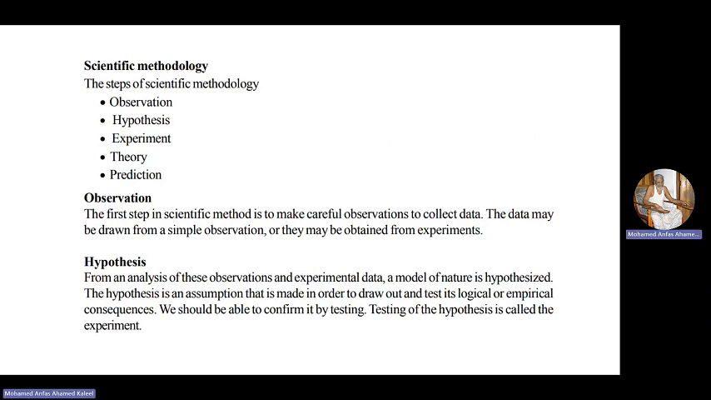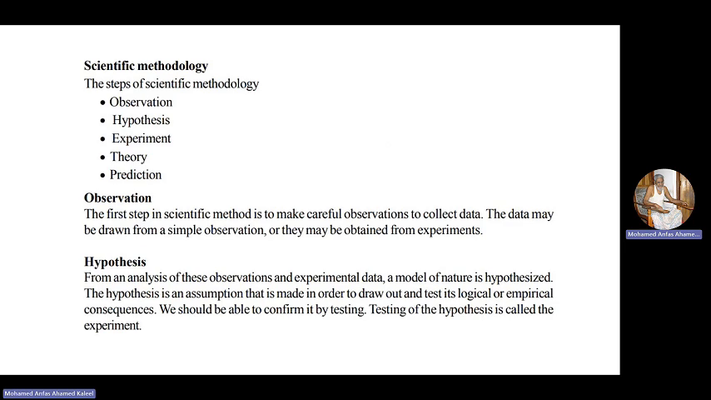What are the scientific methodologies? The steps of the scientific method: the first one is observation. The second step is hypothesis. After the hypothesis, we can do the experiment. Using the experiment's observations and results, we can develop a theory, and using that theory, we can predict some data, some information in the future, past, or whatever it is.